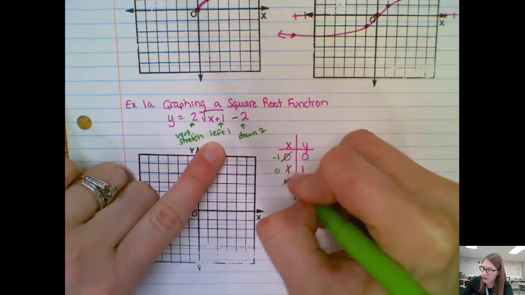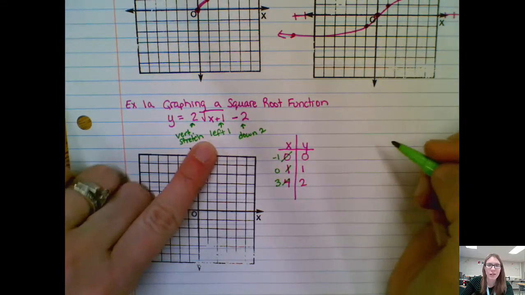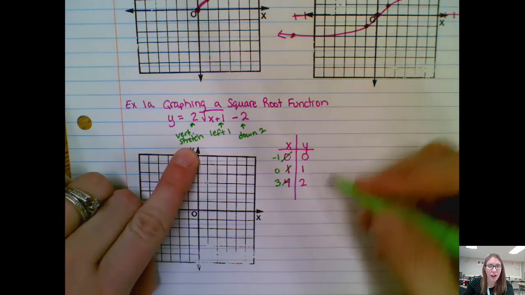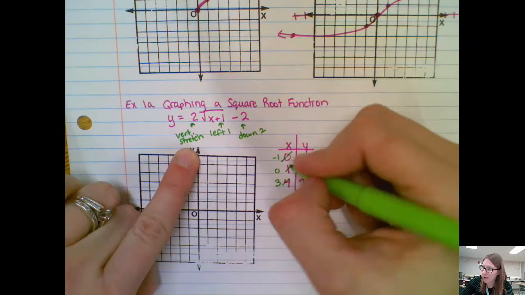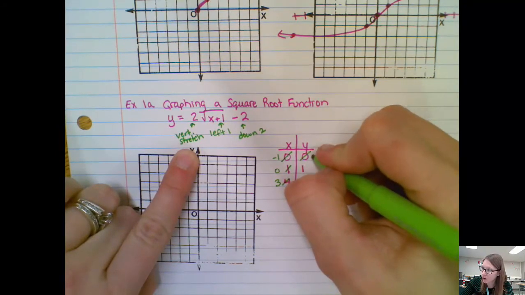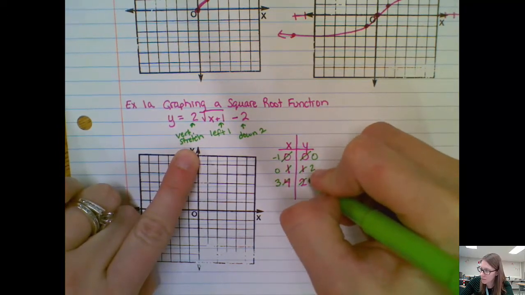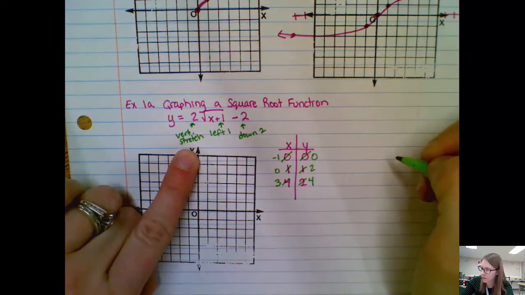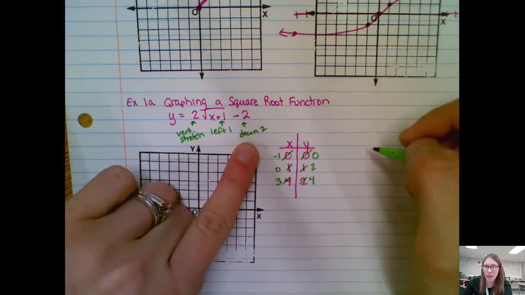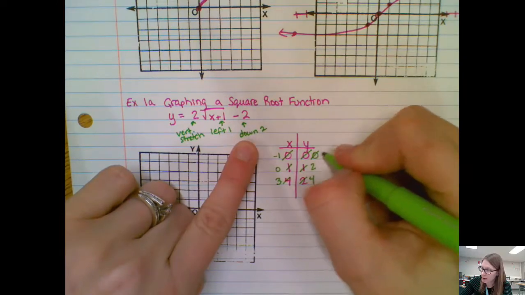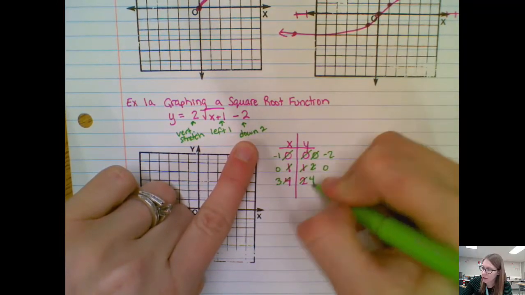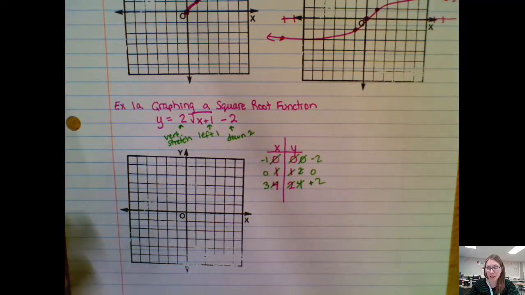Subtract 1 from each. This 2, our vertical stretch, affects our y values. Multiply each y value by 2. And then we have to translate our graph down 2. Subtract 2 from each y value. Now all that's left is to put these pieces on our graph.